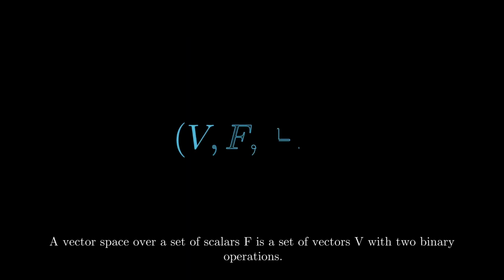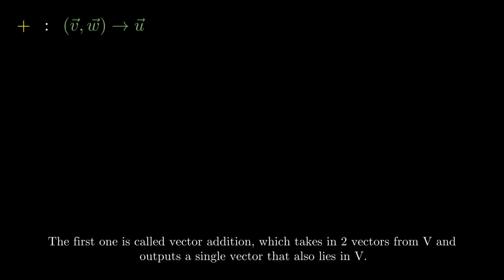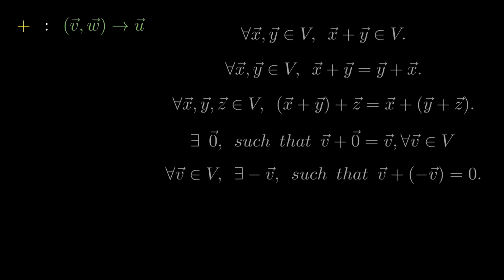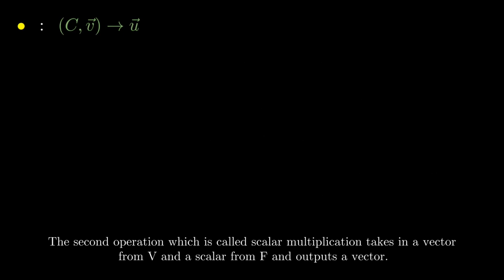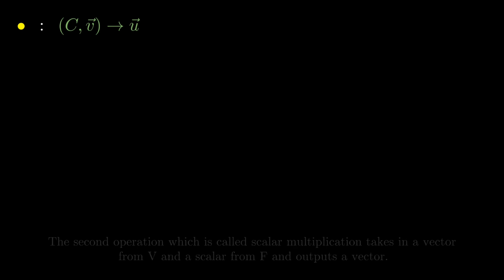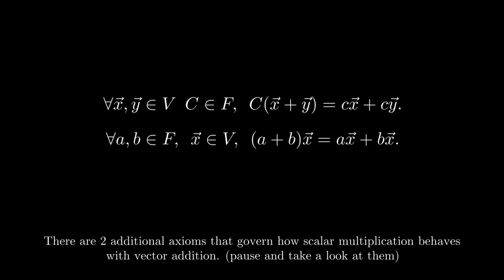The vector space over a set of scalars F is a set of vectors V with two binary operations. The first one is called vector addition, which takes in two vectors from V and outputs a single vector that also lies in V. This operation has to obey the following axioms. The second operation, which is called scalar multiplication, takes in a vector from V and a scalar from F and outputs a vector that lies in V. This operation also has to obey some axioms. There are two additional axioms that govern how scalar multiplication behaves with vector addition.